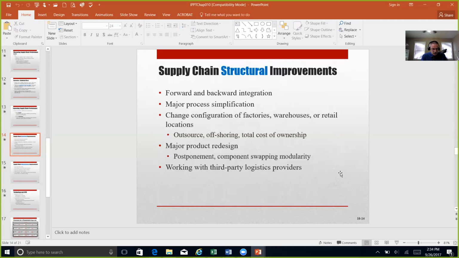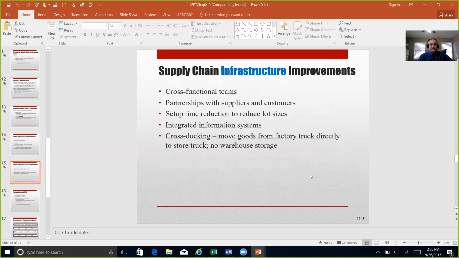This supply chain structural improvements begins over on page 236. We'll go into looking at different ways to do that. And this is a few of those ways, looking at forward and backward integration, pursuing major process simplification, changing the configuration of factories, warehouses, or retail locations, pursuing major product designs, and also up to working with third-party logistics providers to help us improve our processes.